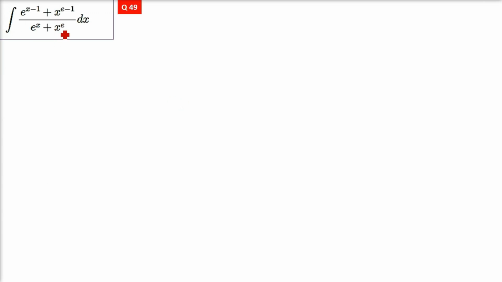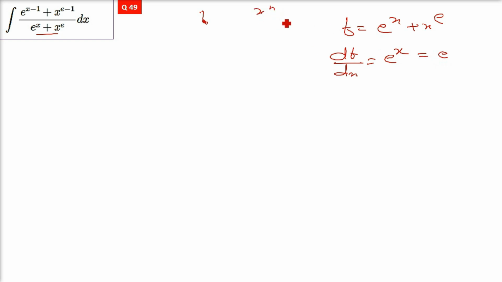Next one is e raise x minus 1 plus x raise e minus 1, divided by e raise x plus x raise e. Okay, let us take this denominator as t. So e raise x plus x raise e will be t. dt by dx will be what? e raise x remains e raise x. x raise e is equivalent to x raise n, so when you differentiate x to the power n, it will be n x to the power n minus 1. So this will be e x to the power e minus 1.